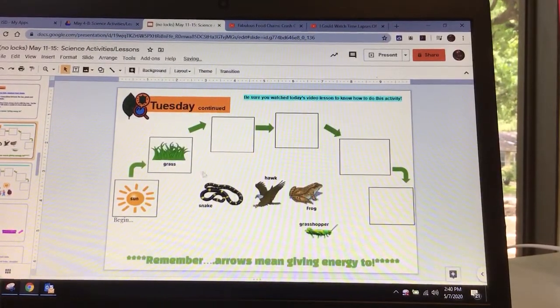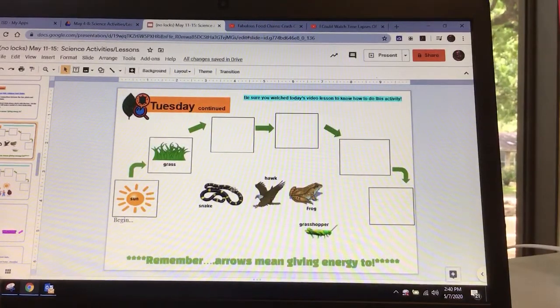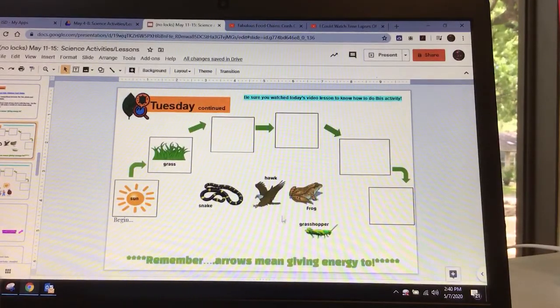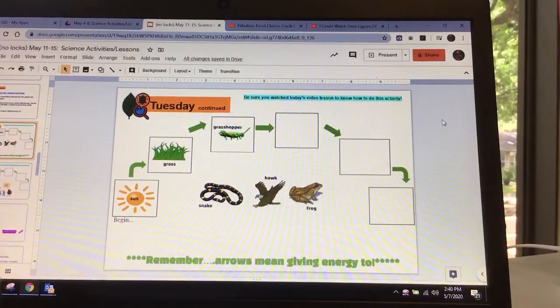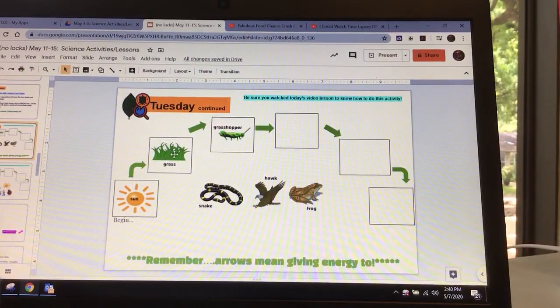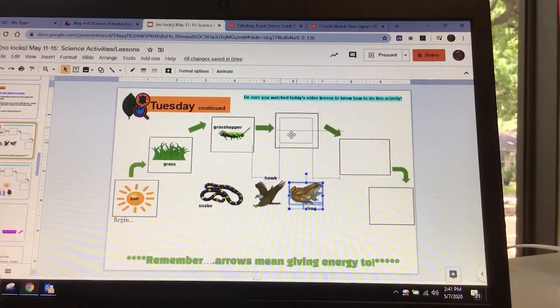Okay, so then you ask yourself, all right, what eats grass? Well, grasshoppers eat grass. So we're going to move our grasshopper right there, and then click off of it. So the sun gives energy to the grass, which gives energy to the grasshopper. All right, so what eats a grasshopper? What gets its energy from a grasshopper? Well, it is a frog, okay?